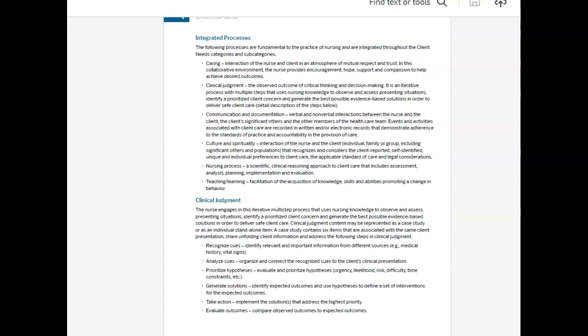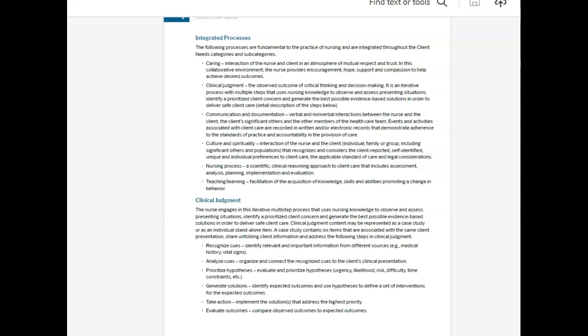These 6 items are the items that are used to develop this test. First, on any topic or any problem, the nurse would recognize cues, meaning she would identify what information was coming in and what was important. Then she would analyze cues, where she would organize and connect the information to the client's clinical presentation. Then prioritizing hypotheses. This is like the planning stage, evaluating and prioritizing what kind of situation we have here. What are the time constraints? What's urgent, what's not? So you're going to have the priority frameworks that come into play.